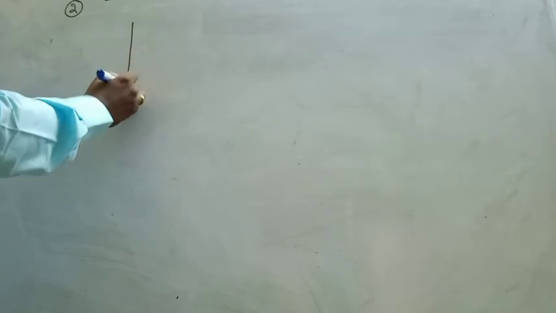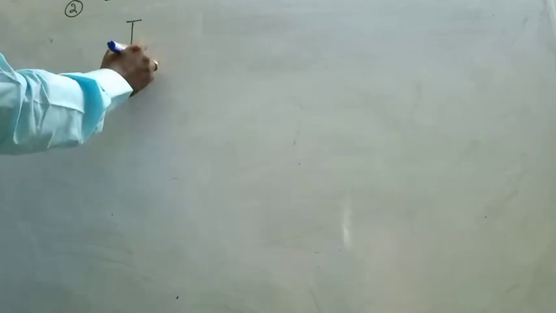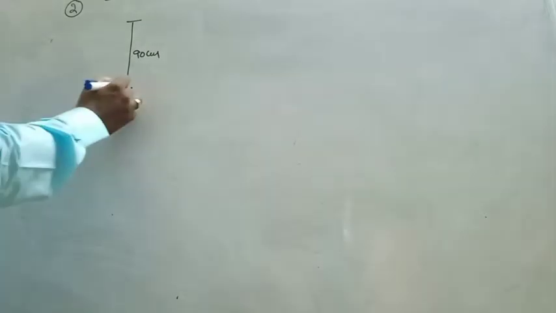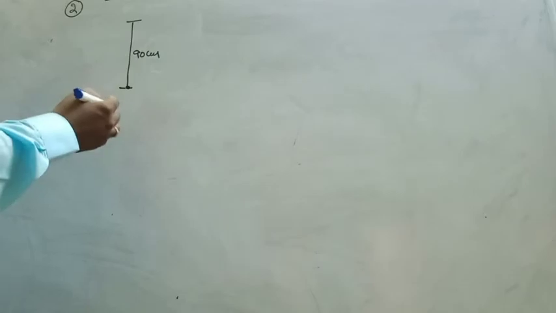My dear students, 8.2, this is the third problem. We completed the second problem. Here the information is telling that a girl of height 90 centimeter is walking away from the base of the lamp post.